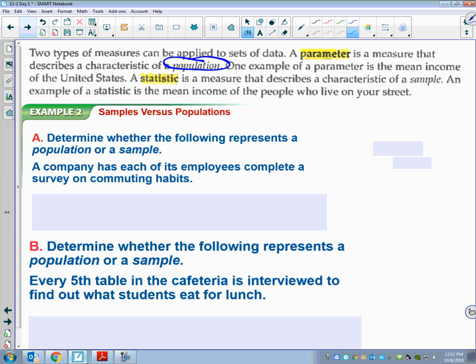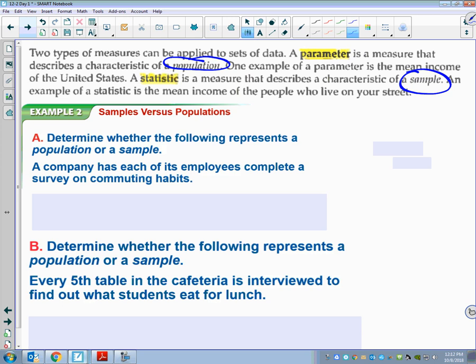If you think about most of the things we hear about on TV and in the news, it's statistics because it's just a sample. They can't actually take the entire population and tell us something. So that's why we hear more statistics than parameters. And so, is it a sample or is it a population?